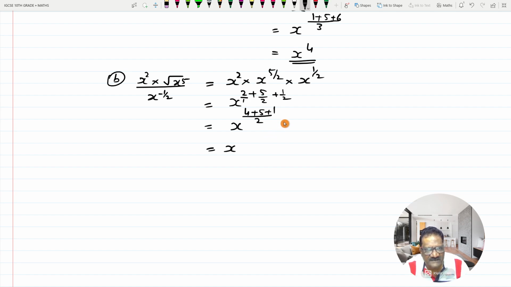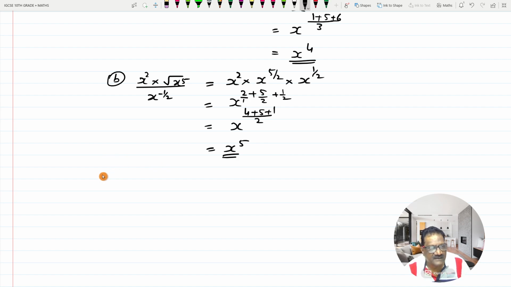Let me check it. Okay, it is x square into x raised to... okay, this is the b part. Okay, b is x square. Let me check the question again. X square into x raised to 5, upon x raised to minus... yeah, that's correct. So 4, 5, 9, 10 upon 2 is 5. So this has to be the answer, x raised to 5.